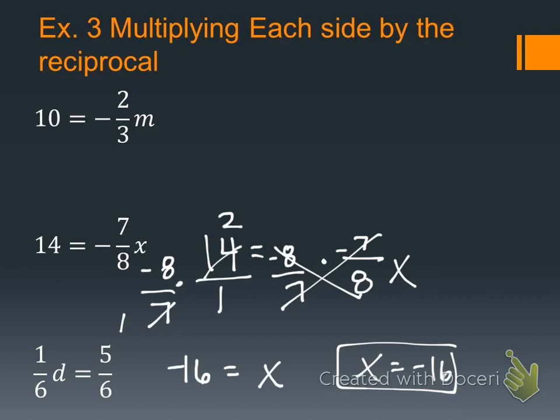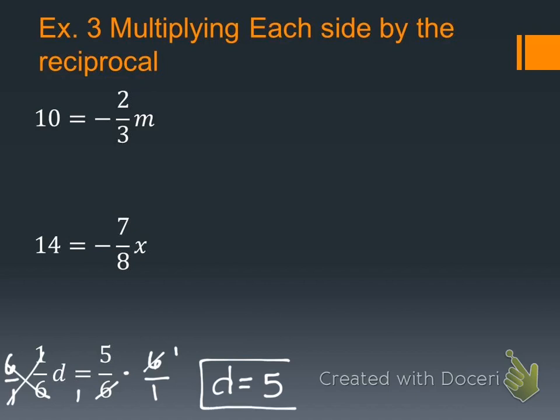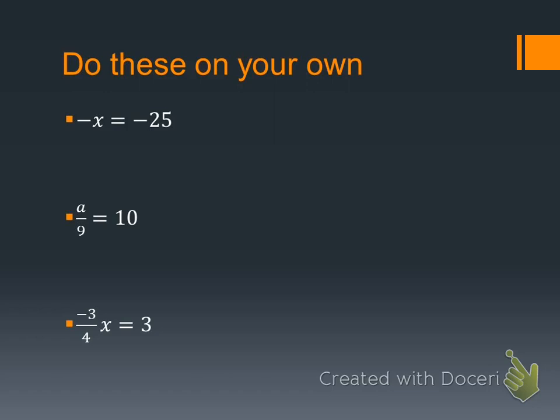All right, last but not least. What am I going to multiply by? 6 over 1. Very good. The reciprocal cancels out. I multiply by 6 over 1 here. What do you see that I can simplify before I even multiply? 6 and 6. 6 goes into 6 one time. And D is equal to 5. Okay. Now I want you to take a few minutes and work these on your own.